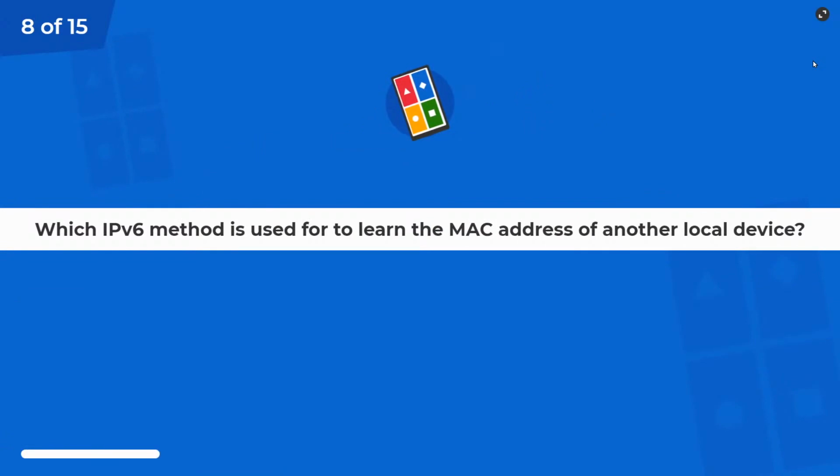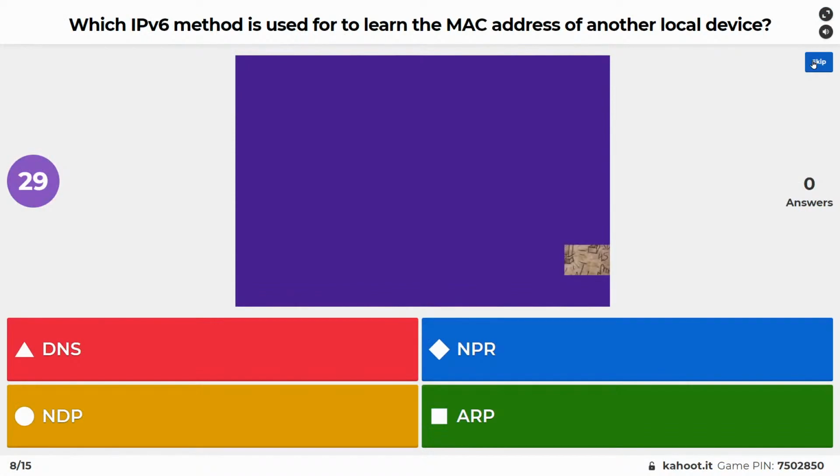Question 8 of 15. Which IPv6 method is used to learn the MAC address, the layer 2 address, of another local device on the same local subnet?